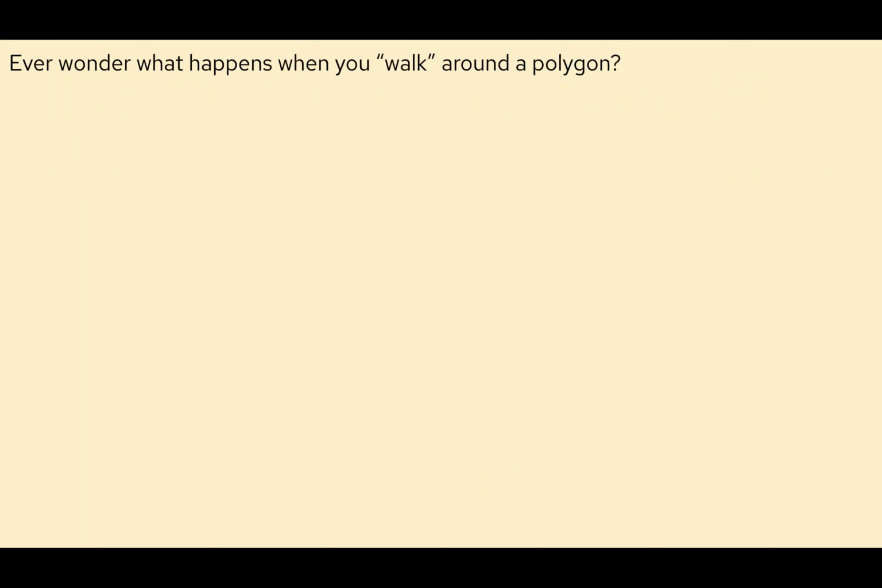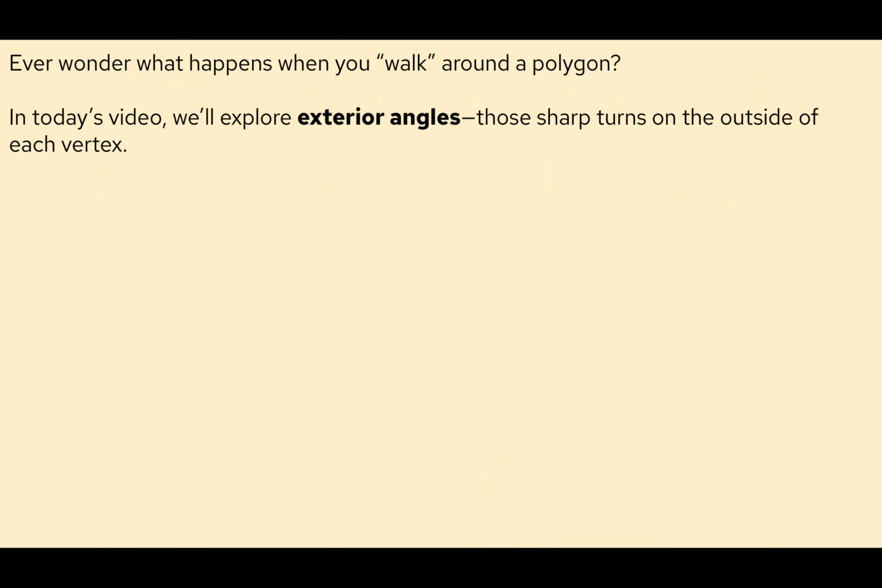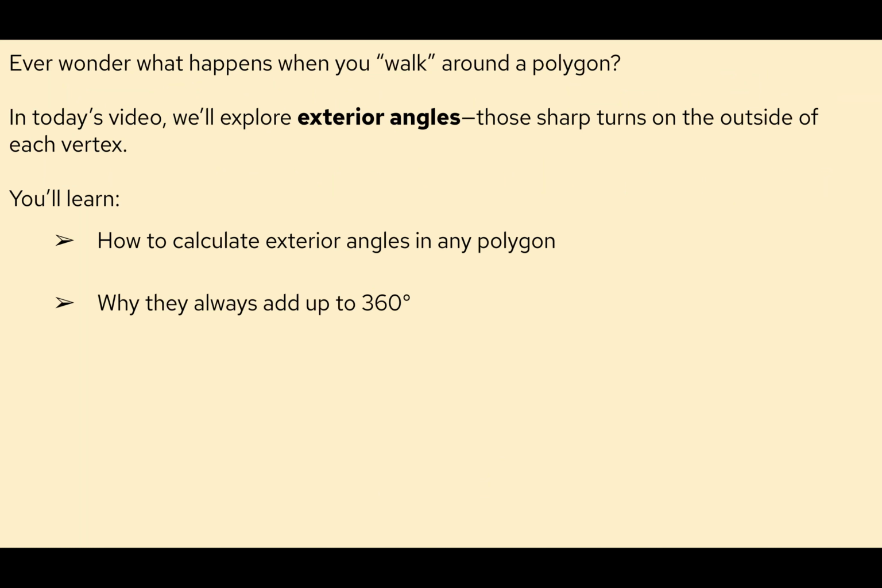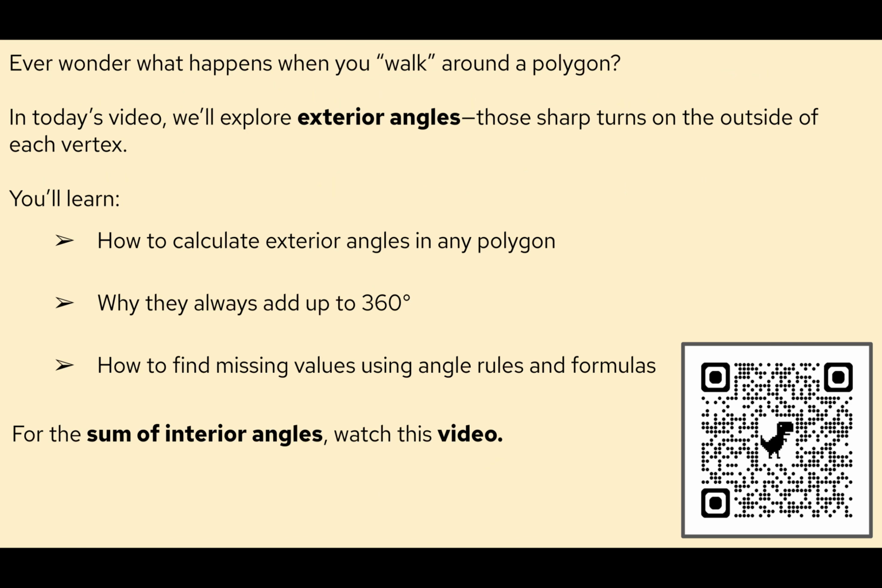Do you ever wonder what happens when you walk around a polygon? Well, in today's video, we'll explore exterior angles, those sharp turns on the outside of each vertex. You will be learning how to calculate exterior angles in any polygon, why they always add up to 360 degrees, how to find missing values using angle rules and formulas.